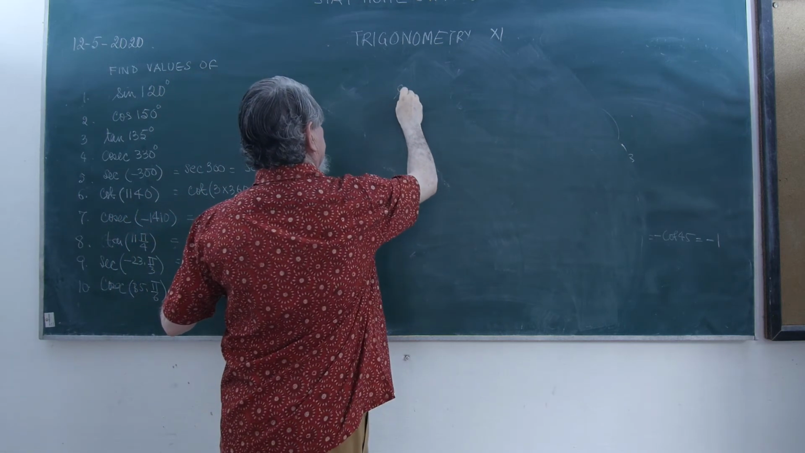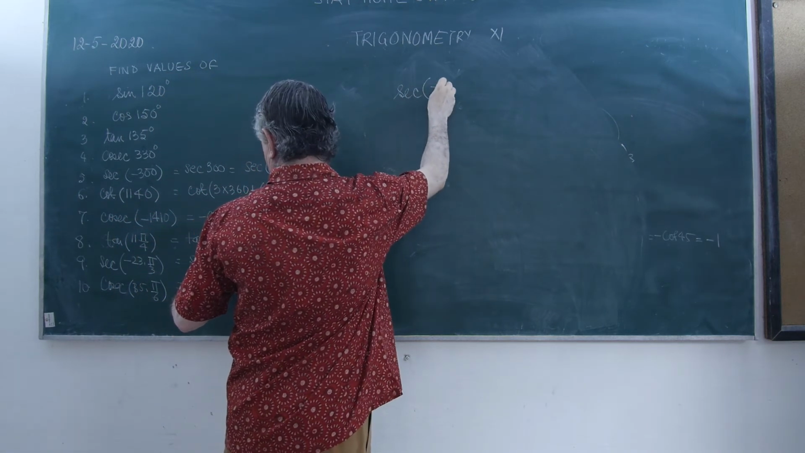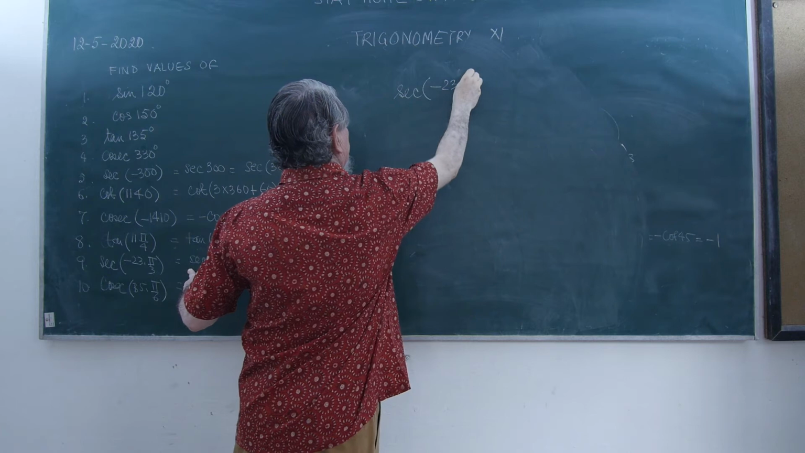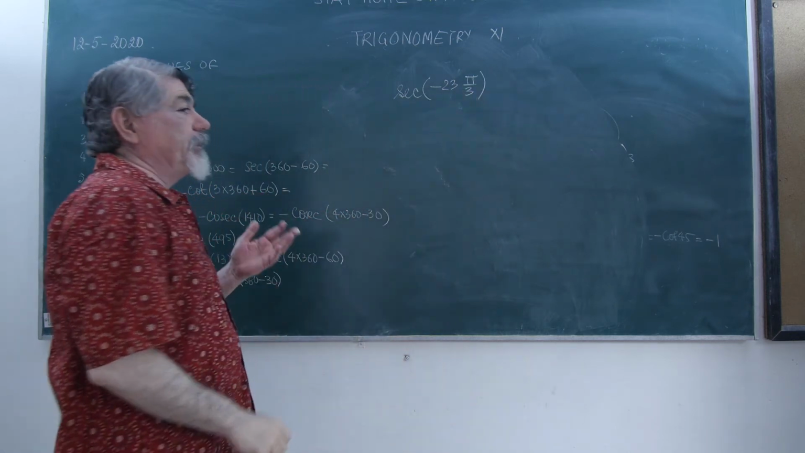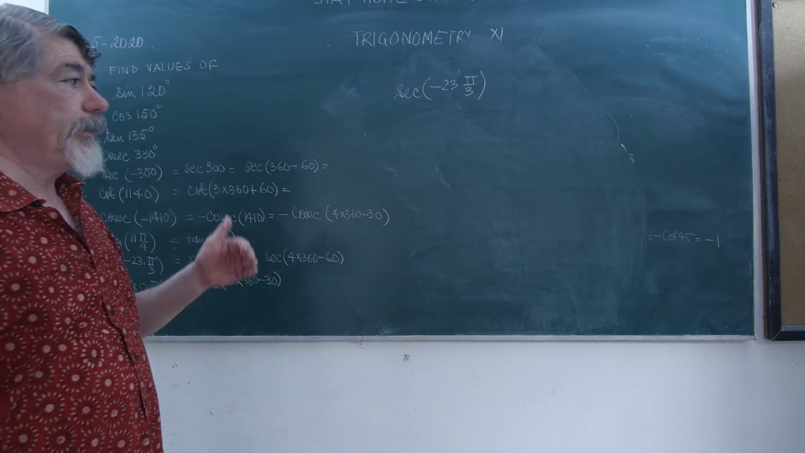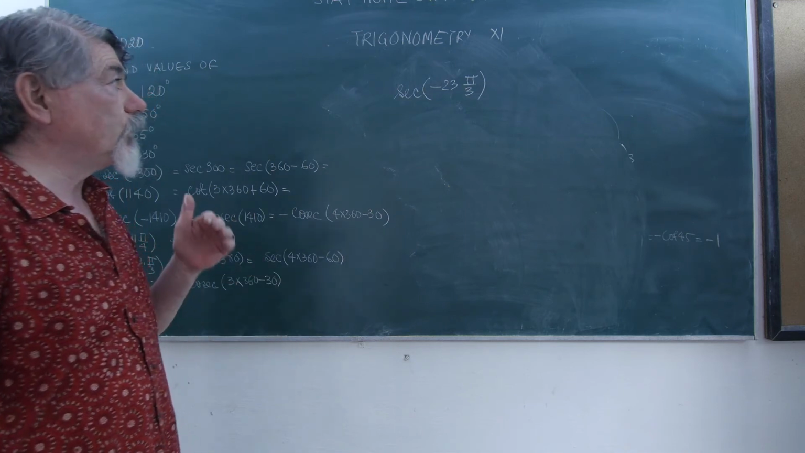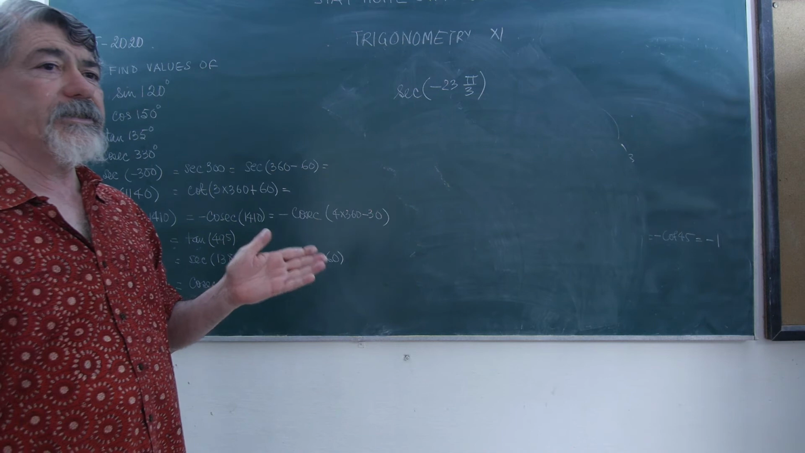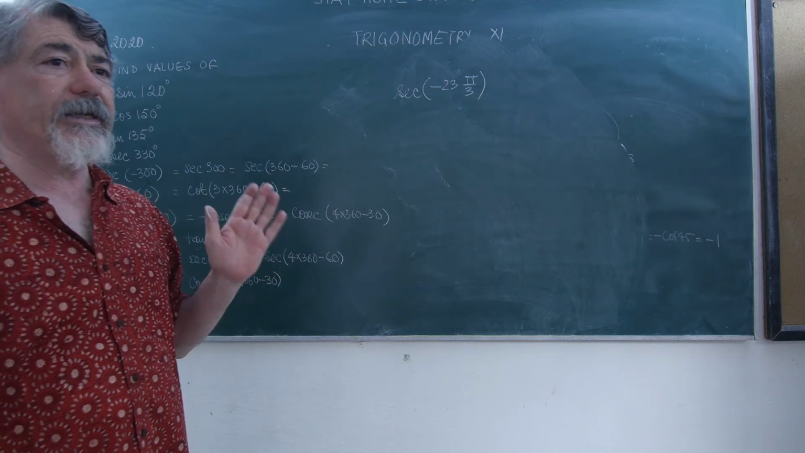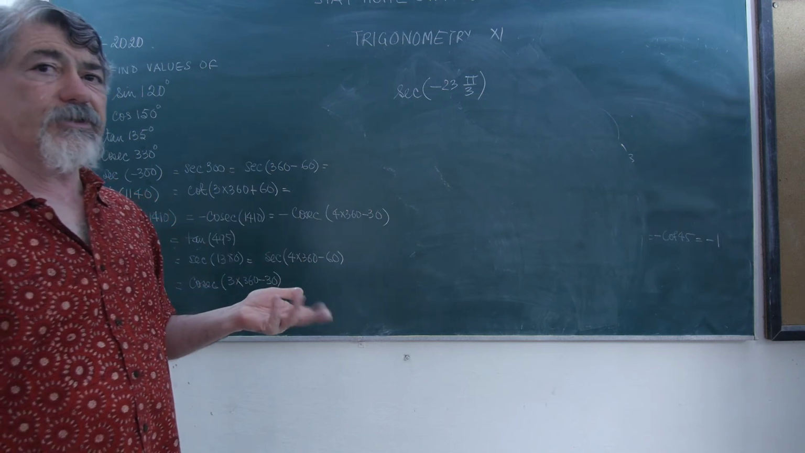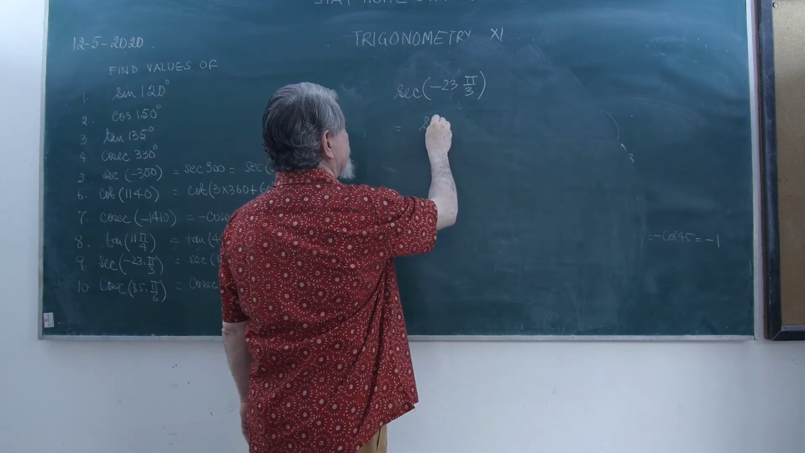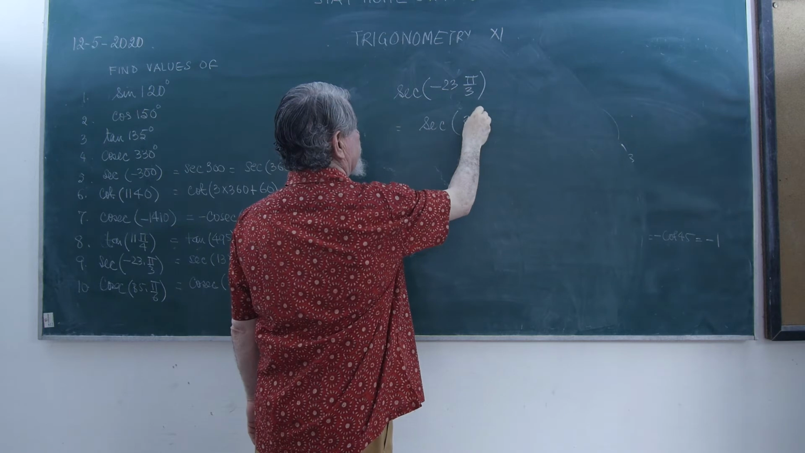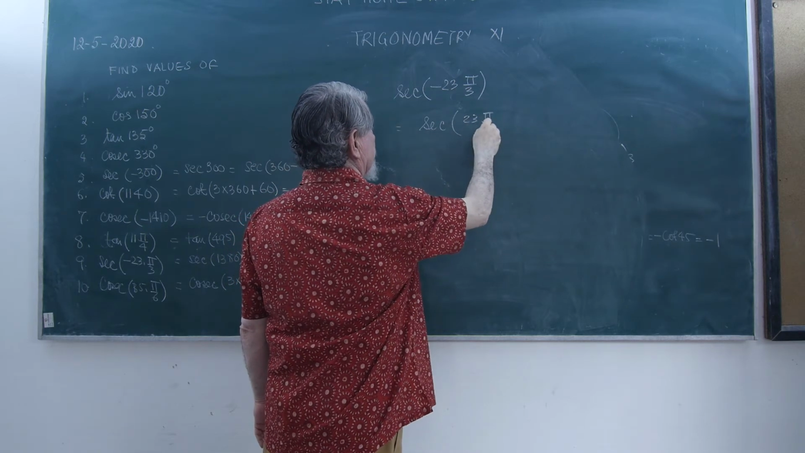Sec minus 23 pi by 3. First of all, it will be in the fourth quadrant, and what is in the fourth quadrant? Cos and sec are. Cos minus theta remains cos theta, and the opposite of cos is sec, so sec minus theta will remain sec theta, so it will become sec 23 pi by 3 only.